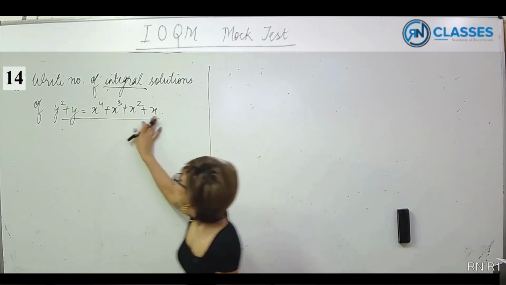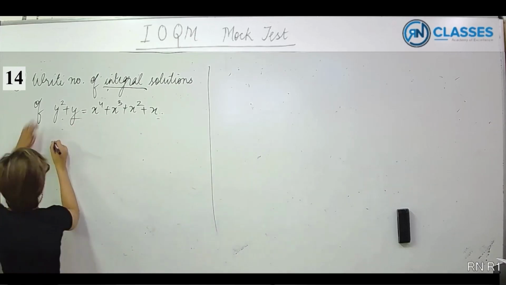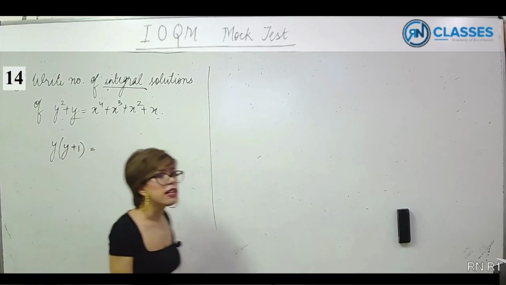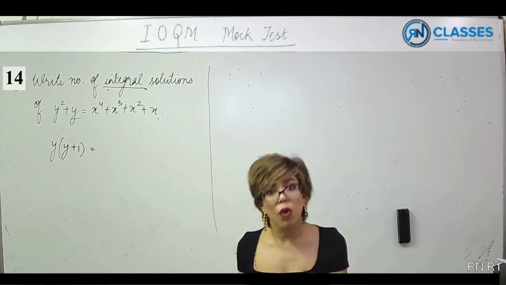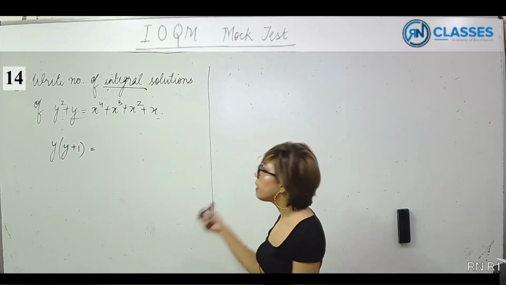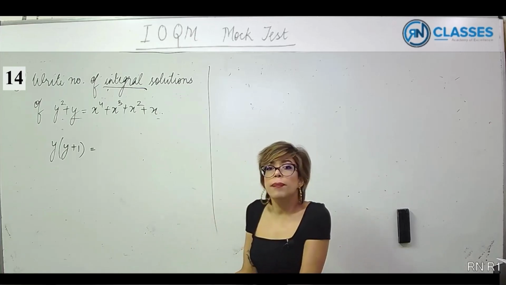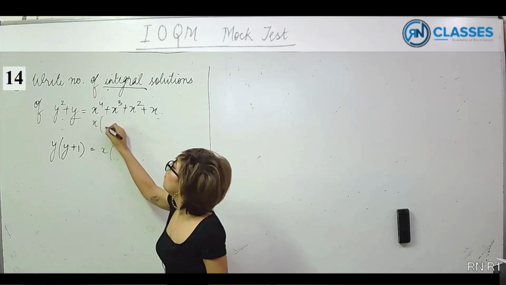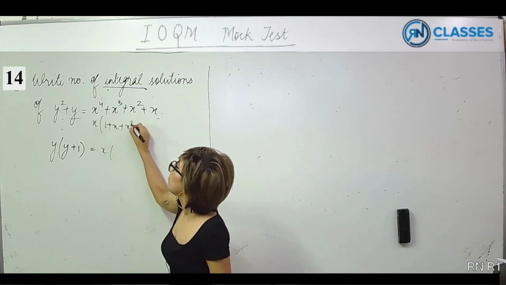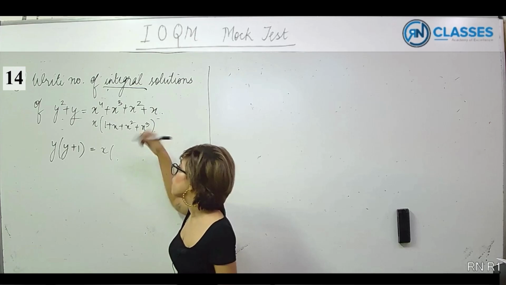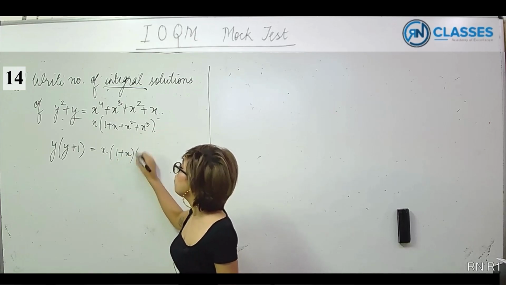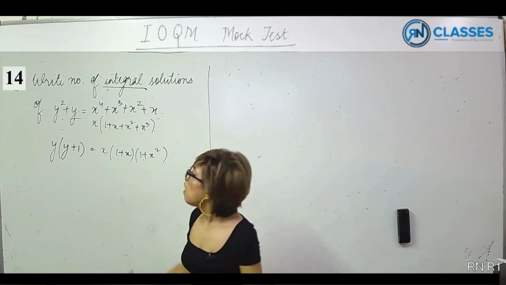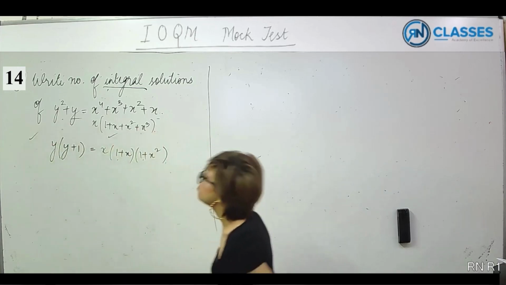Now, if I look carefully at the left hand side, I can see the factors as y into y plus 1. Why are we going for the factors? Any solving of the equation requires factorization, right? So, whatever I can factorize, I will factorize. On the right hand side, if I take x common, I am left with 1 plus x plus x square plus x cube. Again, this is factorizable. This is 1 plus x into 1 plus x square. So, I have these factors.